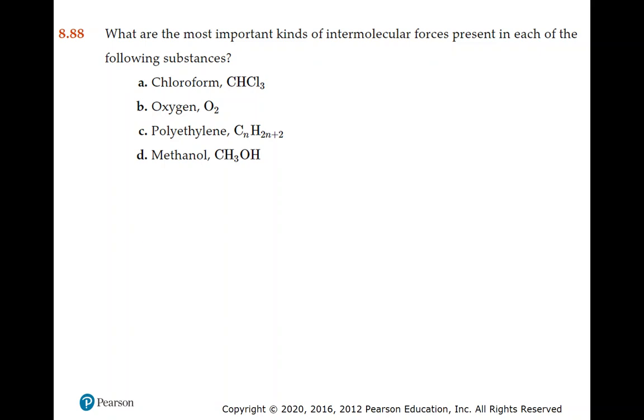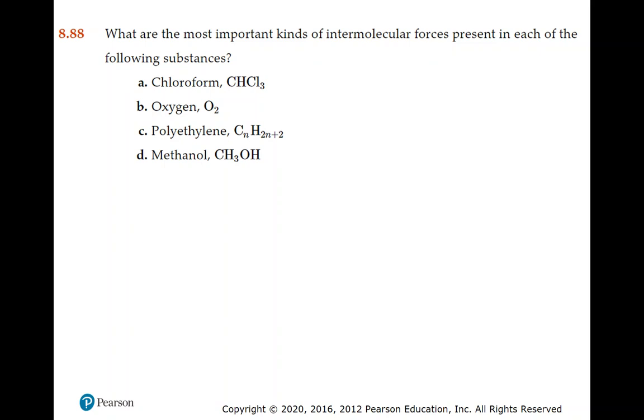out of your book. So this is problem 8.88 out of the end of chapter 8, and it asks, what are the most important kinds of intermolecular forces present in each of the following substances? And it gives you 4 examples: A, chloroform, CHCl3, B, oxygen, O2, C, polyethylene, which is a hydrocarbon, which consists of carbon and hydrogen, and D, methanol, which is CH3OH. So what I'm going to do is give you the opportunity to try this on your own, and go ahead and pause the video, do that, and then we'll come back and actually go over the answers.